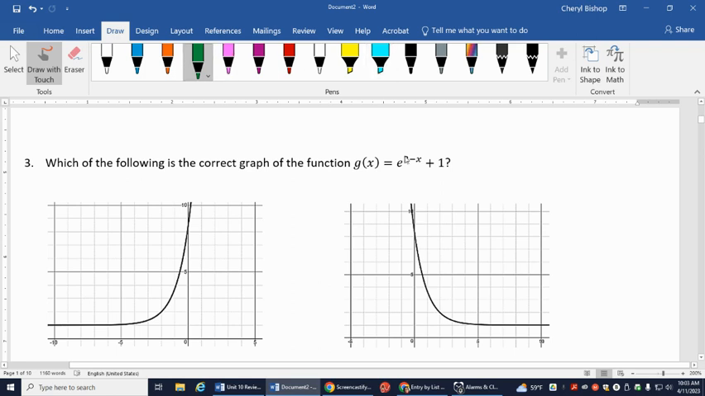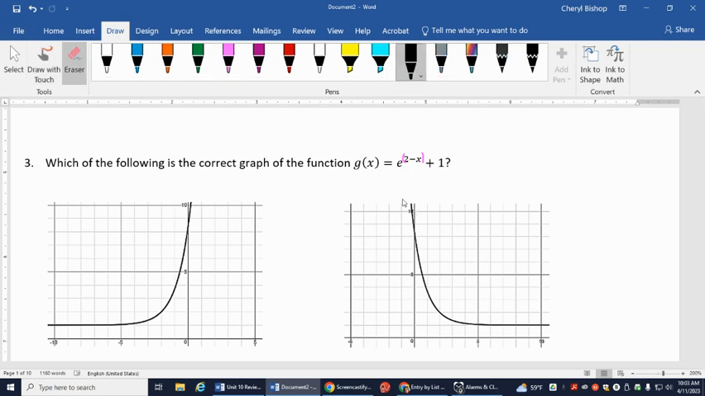When I look at this graph and at this 2 minus x, I really need to rewrite that so that the x comes first. So I'm going to rewrite this as e to the negative x plus 2, plus 1. But then that negative x, we need to factor that out of this whole little section. So I'm going to rewrite that as e to the negative, x minus 2, plus 1 on the outside.